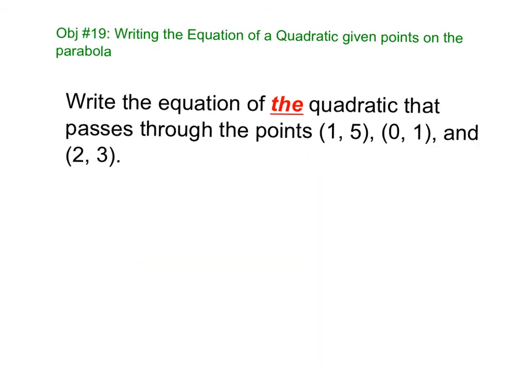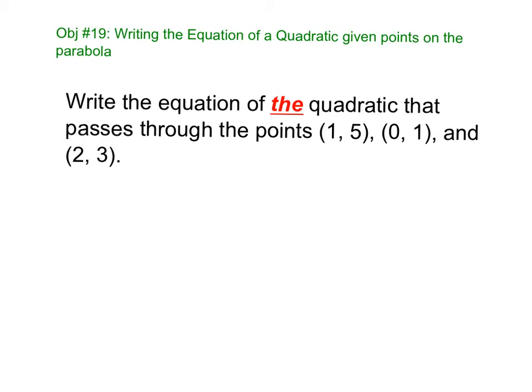Okay, so now it says the equation. So now there's no guesswork here. We have to do all the things. Now this is the hard one, okay? So let's look at what we have here. We have the points (1, 5), (0, 1), and (2, 3). Now one of these points is the easy point.